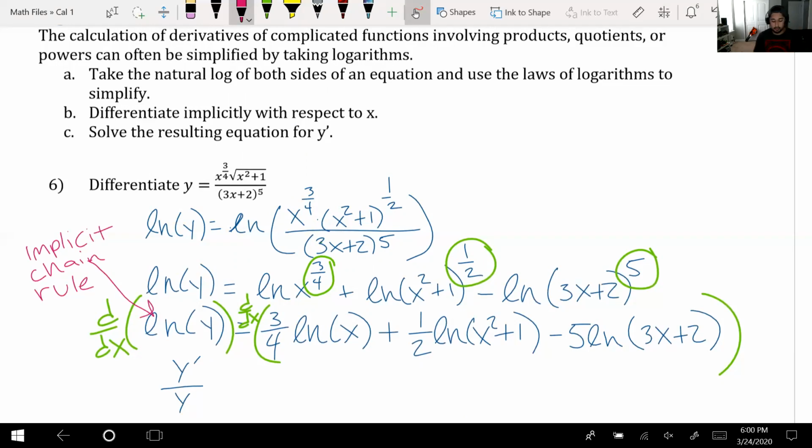That's the implicit chain rule, which becomes that. That's the only implicit part on this. That's it. Okay.